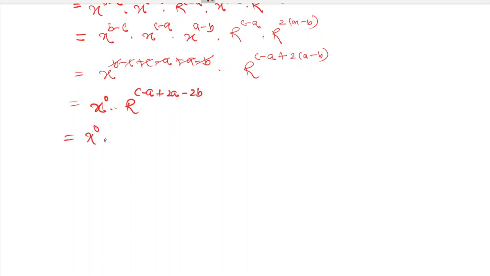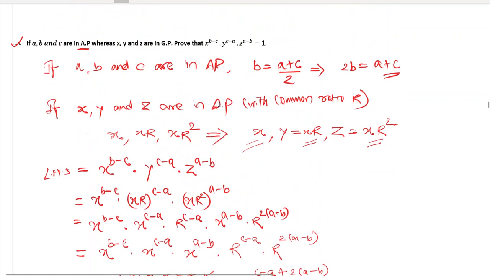So x raised to 0 is 1. Okay. So this will become r raised to c minus a plus 2a minus 2b.